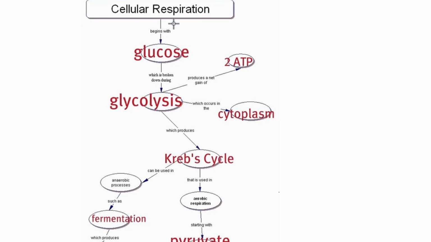So cellular respiration starts with glucose. This is what you get from your food. Glucose is broken down during the process of glycolysis. Now this process produces a net gain of 2 ATP, the energy currency. This occurs in the cytoplasm, by the way, not the mitochondria. All of this would initiate the Krebs cycle through something called the link reaction. Remember that the pyruvate is what helps establish this.